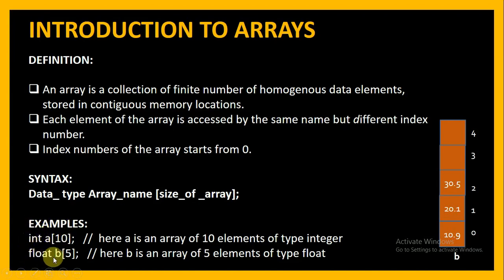If we talk about the second example, float b[5]. This shows that b is an array of 5 elements and all the elements are of type float. So this array has been depicted here also. You can see here it has 5 elements from 0 to 4 and all the elements are of type float and they have the same name b but different index numbers.